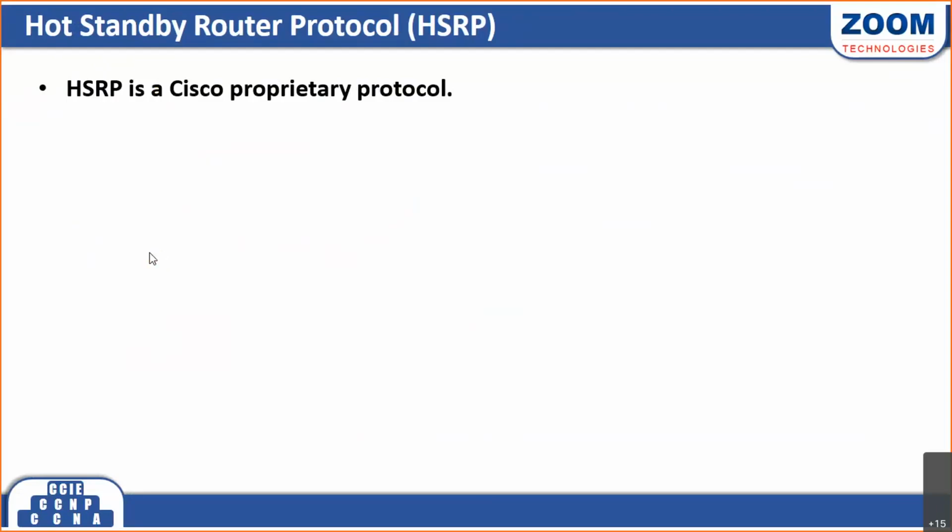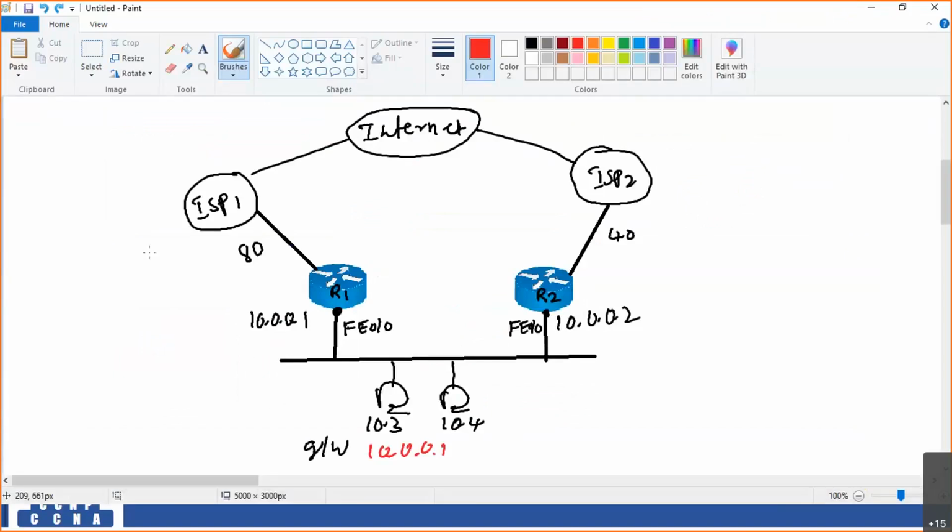Now, how is this HSRP going to manage your gateway issue? If you have two gateways, the problem is there: 10.1, 10.2 have to be changed. Then what HSRP does is, no, you are not two routers, you belong to only one router. It groups multiple physical routers into one virtual router.